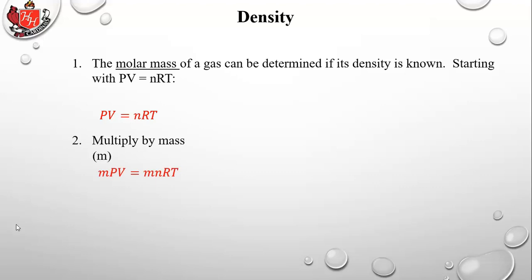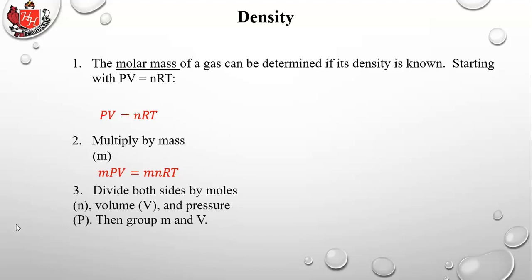So you now see that you have mass on both sides of that equation. Now we're going to divide both sides by moles n, volume V, and pressure P. It's a lot of things to divide at one time. And then we're going to group the m and the V together. So let's see what all that means. There it is. Okay, so we've divided both sides by the P and the V. So they're down on the bottom of the right side now. And we have also divided by the number of moles. So now it's down on the bottom of the left side. So now we have mass over number of moles. And we group the mass over volume over on the right side.